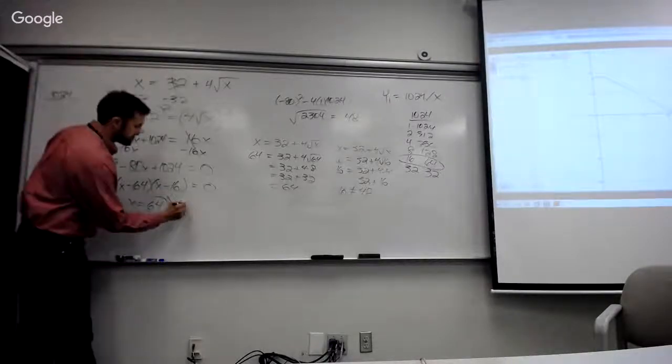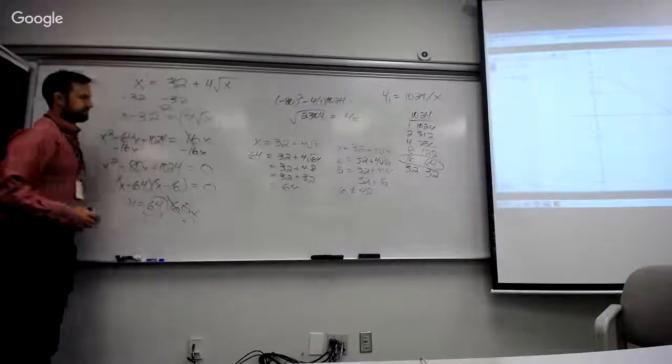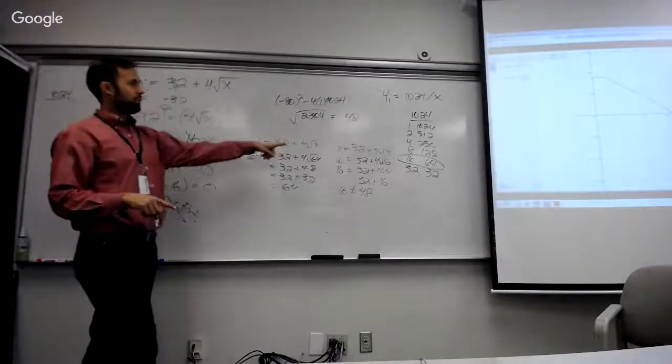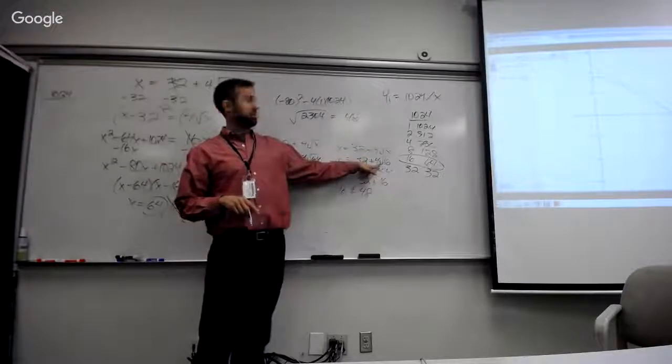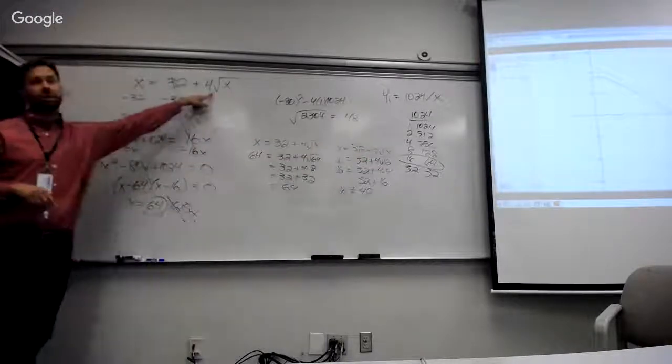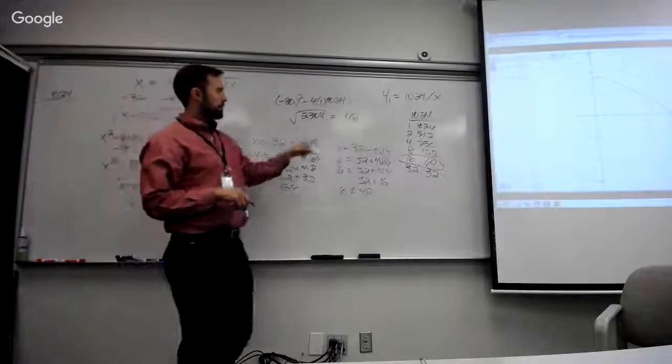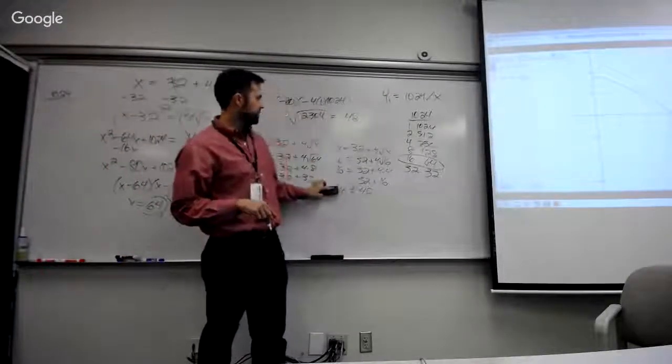So 16 is extraneous. It's extraneous because we only take the positive square root here, because the square root was in an equation. And in an equation, you only take the positive square root. If we were allowed to take the negative square root, what would have happened?